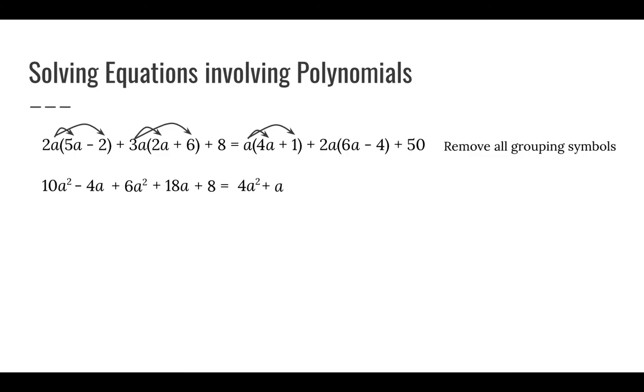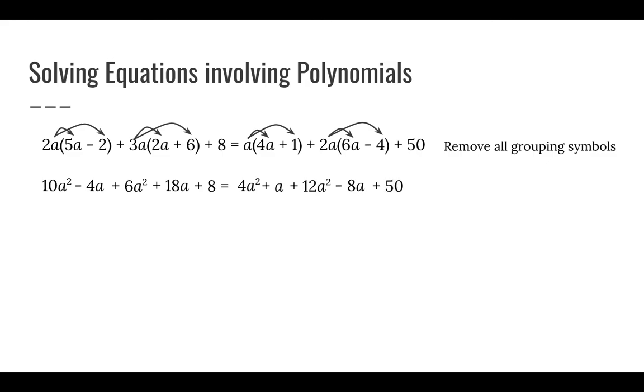Go to the fourth and final parentheses. 2a times 6a will give us plus 12a squared. 2a times negative 4 will give us negative 8a. And just like the 8 on the left side, I've got a 50 on the right side that I was not able to distribute, so I'm going to carry that down and leave it as part of the right side of the equation.